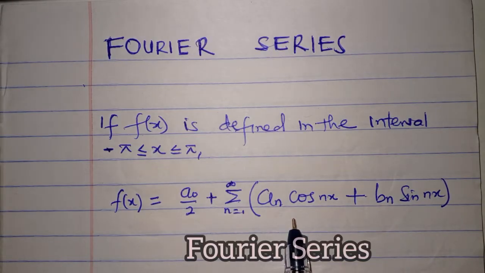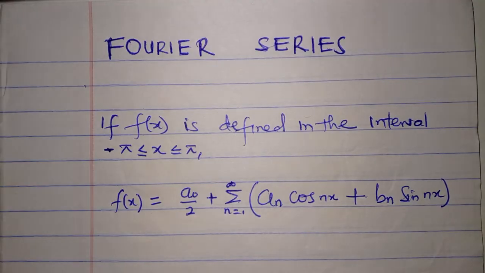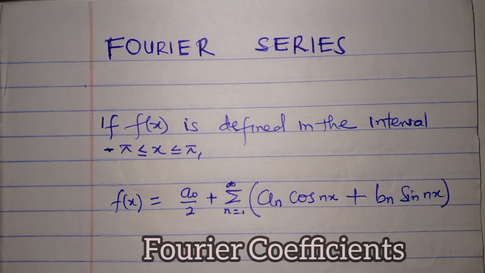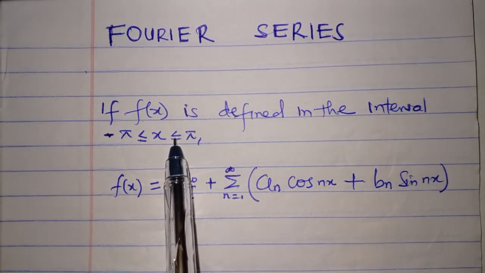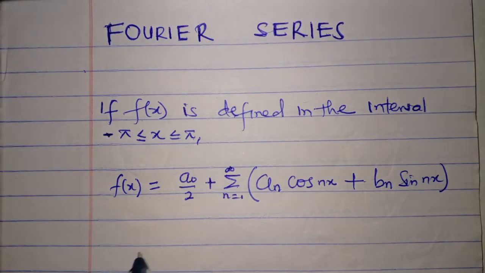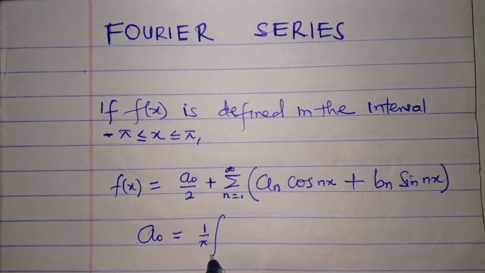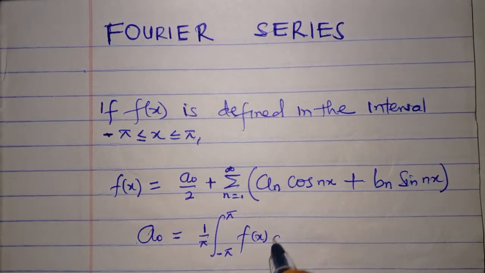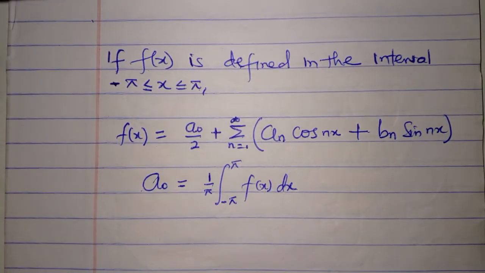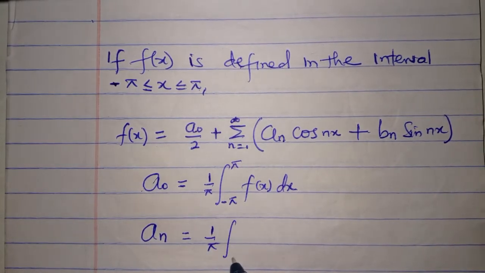This is the Fourier series of f of x. A naught, a sub n, and b sub n are called the Fourier coefficients. So in the range negative pi less than or equal to x less than or equal to pi, we have that a naught is equal to 1 over pi times the integral from negative pi to pi of f of x dx. Okay, a sub n is 1 over pi times the integral from negative pi to pi of f of x cos nx dx.